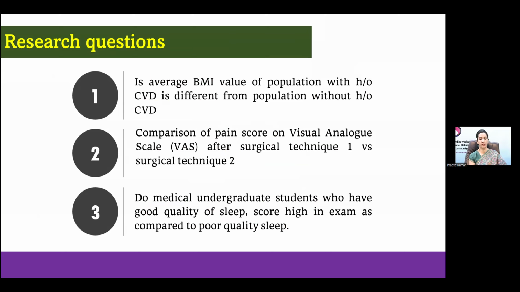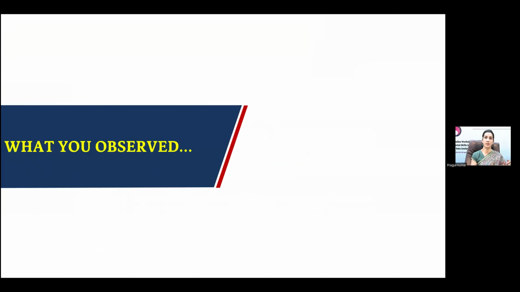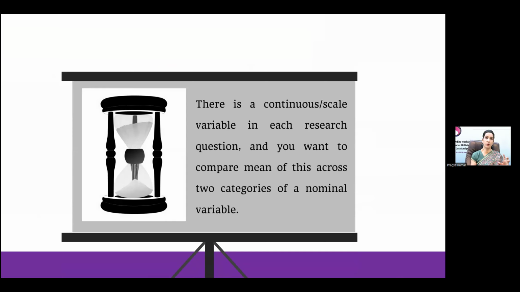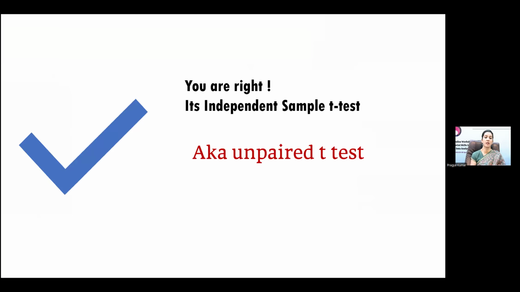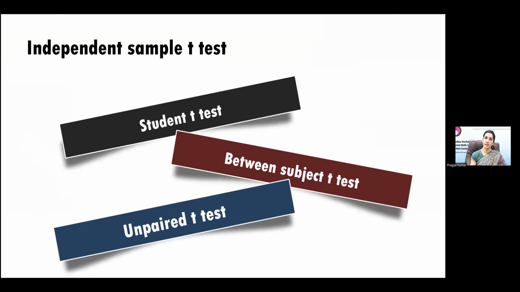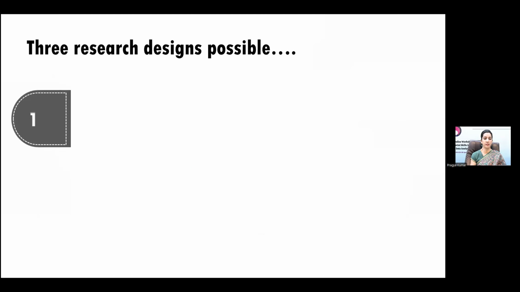So in all these things, what we have seen is that there is a continuous variable and we want to measure the mean of this variable in the two categories of a nominal variable. So what is the choice of the test? The appropriate statistical test in such cases is known as the independent sample t-test, also known as the unpaired t-test. It is also known as the student t-test, between subject t-test and unpaired t-test.